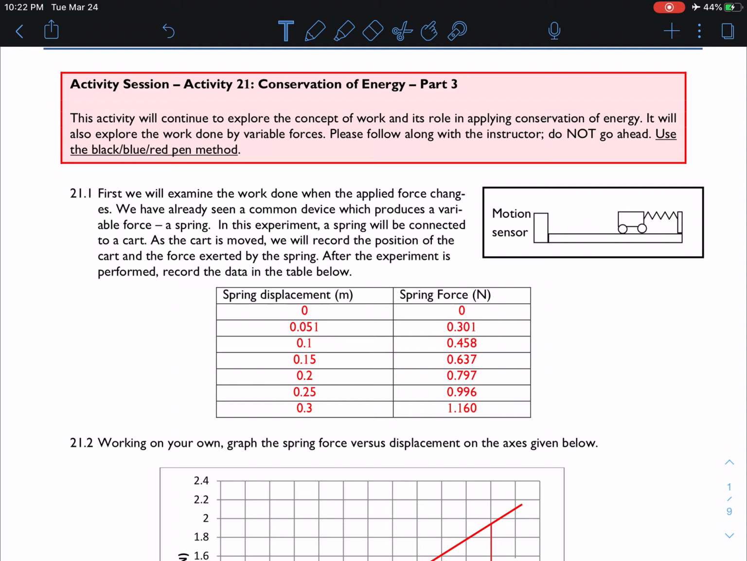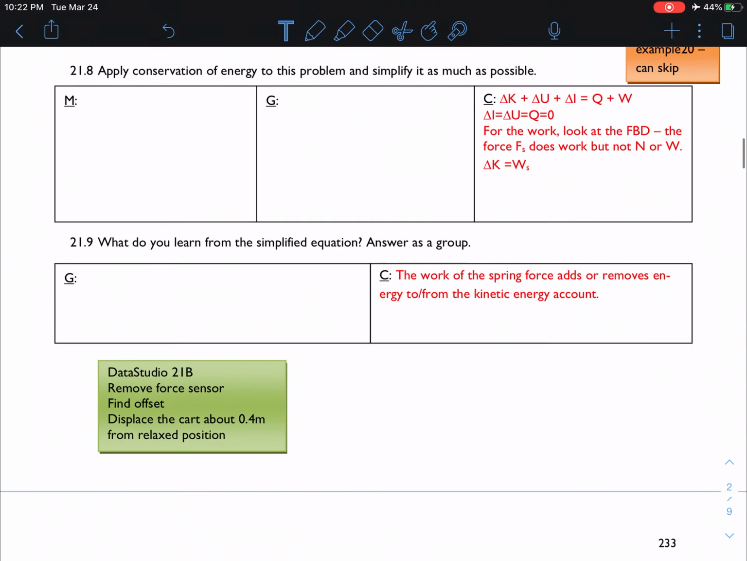So looking at the diagram here, we are going to examine the work done by the applied force changes, but again we are skipping most of it. What I want you to understand here is in this experiment, a spring will be connected to a cart, and as the cart is moved, we will record the position of the cart and the force exerted by the spring. So this is kind of what we are doing. There's a spring in the cart, and there's a stretch and compress, and so we are going to examine the work done. So those are the pages that you're skipping.